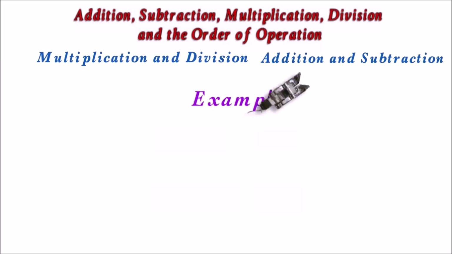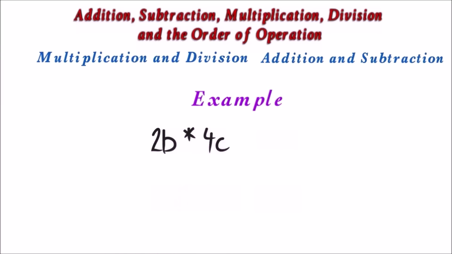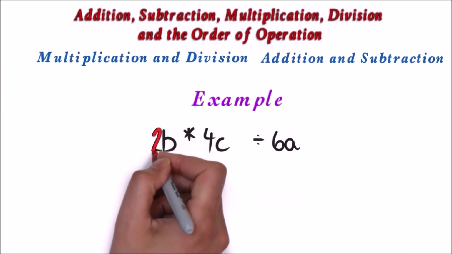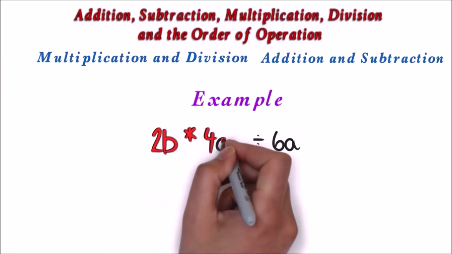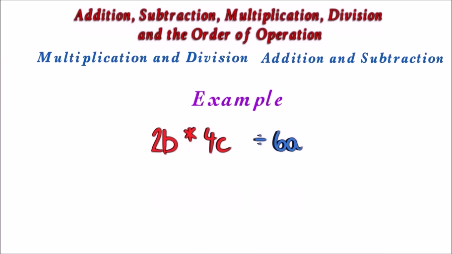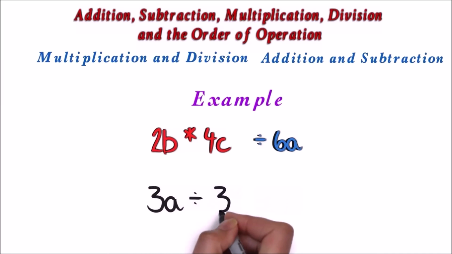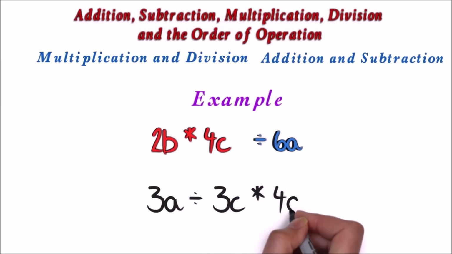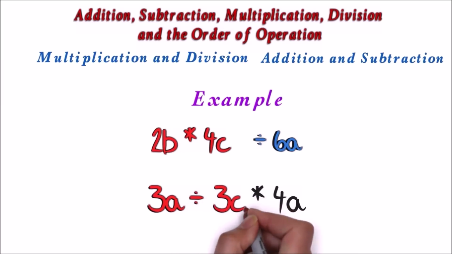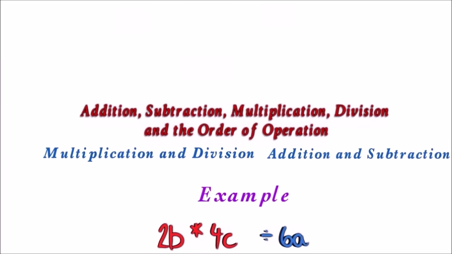Example, if you have 2b times 4c divided by 6a. You will work on the 2b times 4c first, and then divide the result by 6a. Another example, if you have 3a divided by 3c times 4a, you will work out the 3a, divide by the 3c first, and after that, you will multiply by 4a.